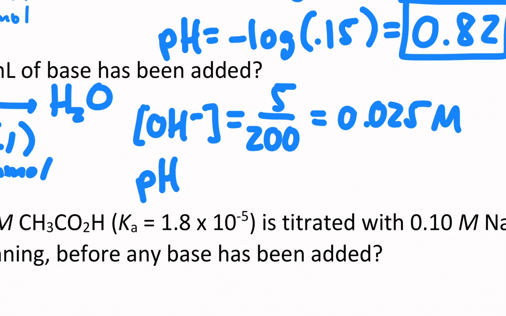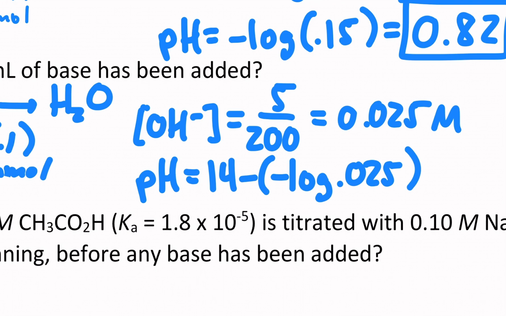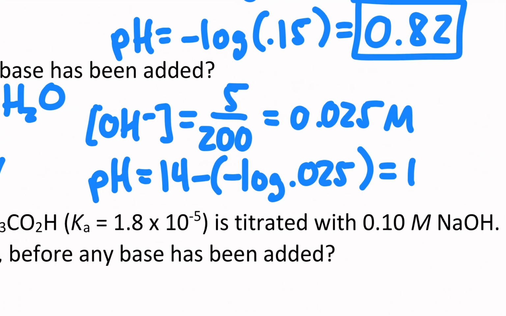And my pH is going to be 14 minus the pOH, which is negative log of 0.025. I plug that in, I get 12.40.